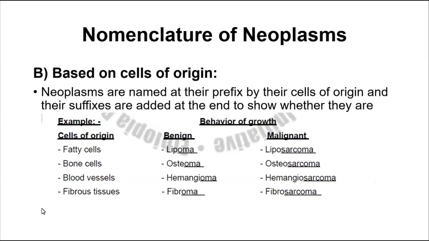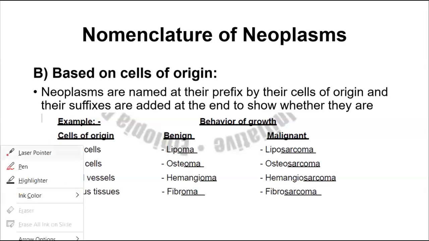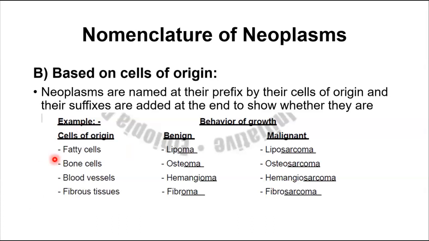And then next one is based on cell of origin. Neoplasm are named at their prefix by their cells of origin, and their suffixes are added at the end to show whether they are benign or malignant. For example, these are the cells of origin. That could be the cells of origin, no? You can have the fat cells, fats, bone, blood vessels, and fibrous tissue.